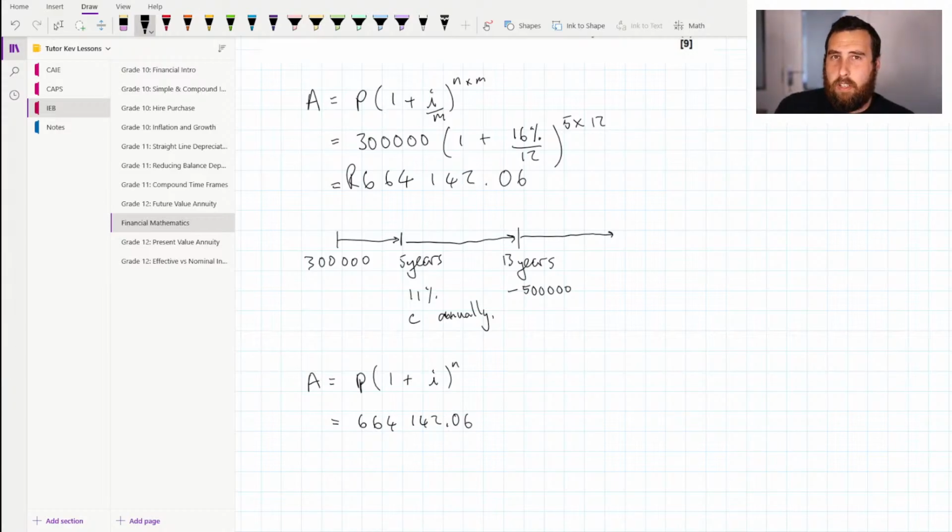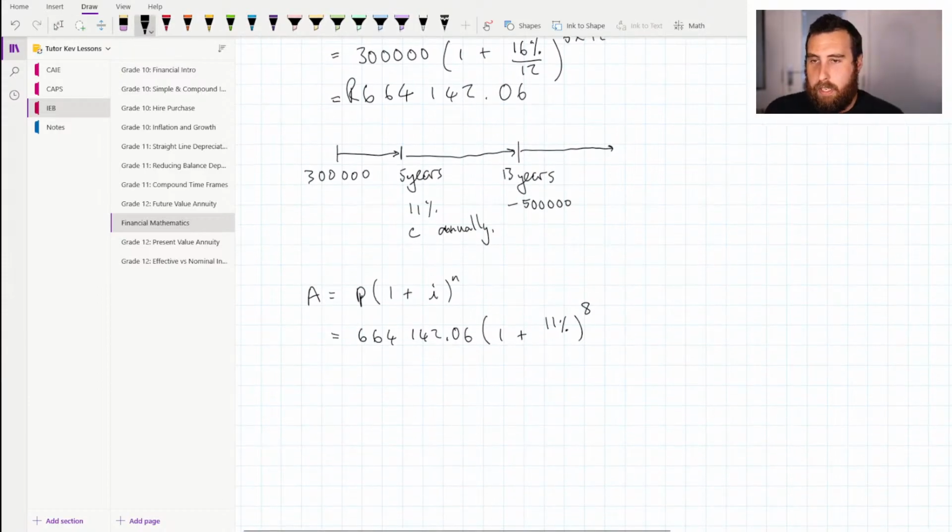Try use the entire value that's on your calculator. Don't round off. You want to minimize rounding errors because the cents do end up adding up in the end. So 1 plus 11%, to the power of 8, because there are 8 years between the interest rate change and the 500,000 Rand withdrawal. And that gives us an amount of, so I'm going to go answer times by 1 plus 11% to the power of 8.